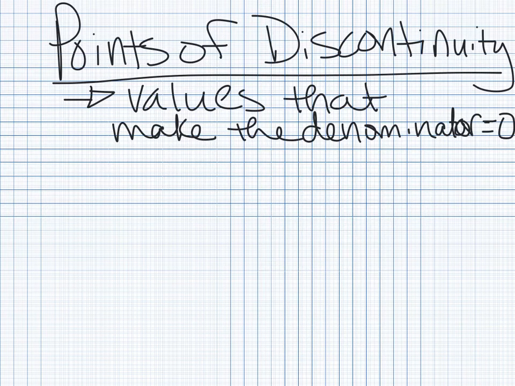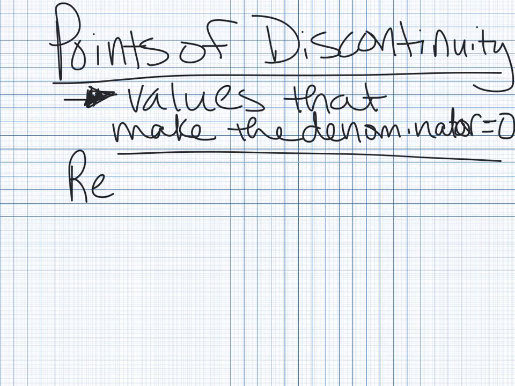So we're going to talk about points of discontinuity. Discontinuity is any skips in our graphs, so things like asymptotes and holes. They're values that make the denominator equal 0. So we're going to be looking for those points that make it undefined. And we have two kinds of points of discontinuity. We have a removable discontinuity.